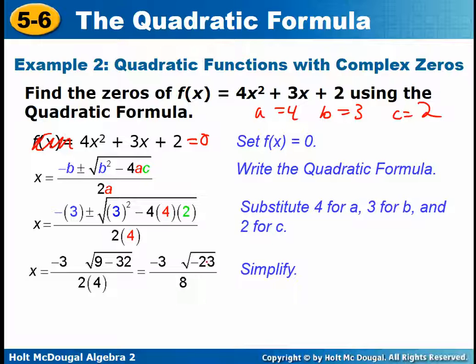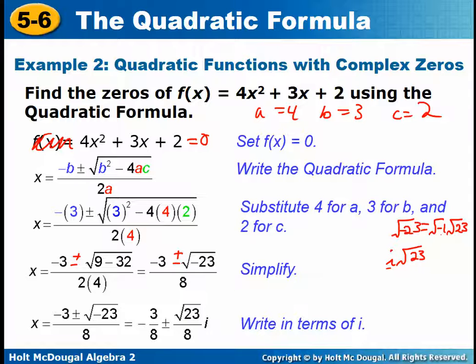inside the square root. So we have negative 3 plus or minus the square root of negative 23. Now negative 23, there's no perfect square, there's no factors of 23, it's prime. But we could write this as i times the square root of 23, because this would be the square root of negative 1 times the square root of 23, and we know that the square root of negative 1 is i. So we can simplify this by writing the i, and they wrote it after the square root of 23 over 8.